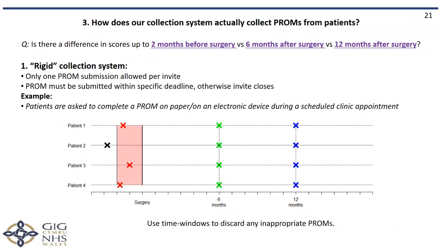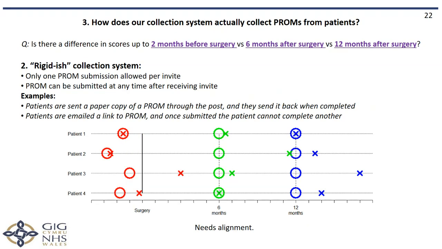Using a time window before the surgery anchor, we can see that patient 2 completed theirs more than 2 months before surgery. So we probably need to remove that from analysis to answer this particular question. Other than that, we might be ready to go. The strictness or rigidness of this system makes it hard, if not impossible, for patients to complete the PROMs too far away from the anchor points in the question. Go to the next slide, please.